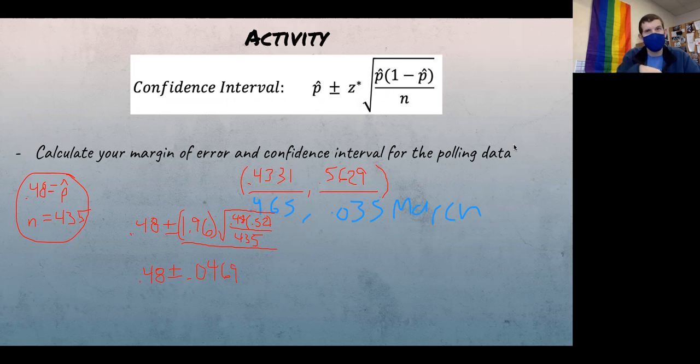So there's the margin of error. Your numbers are going to be different, but you'll still plug them in the same spot. And so you'll get maybe a slightly different margin of error.